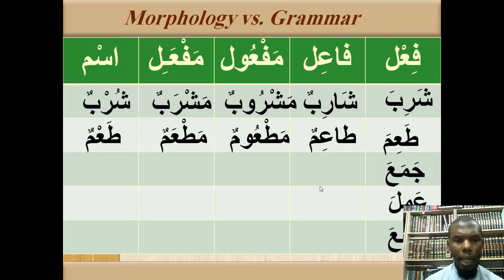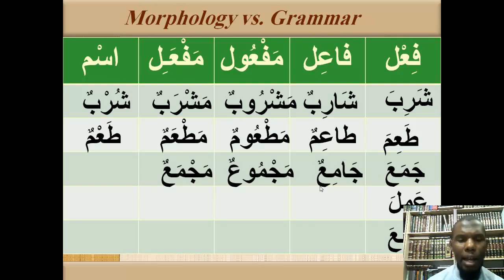A place where things are collected, or a time where things are collected. Let's see if you can figure that one out. Again, it's going to be similar to the maf'ul, but we're going to take away the dhamma and we're going to take away the waw that was used to elongate it. We're going to replace that with a fatha, so we get majma'. So we have jami', majmu', and then we have majma'. So a majma' would be a place where things are collected, a collecting station or collecting area, or something of the sort.